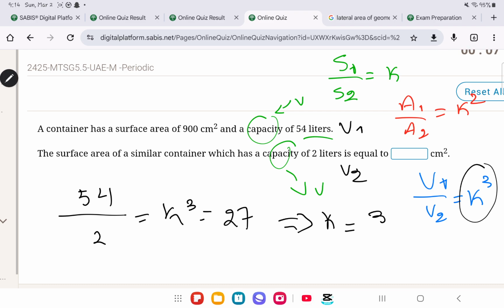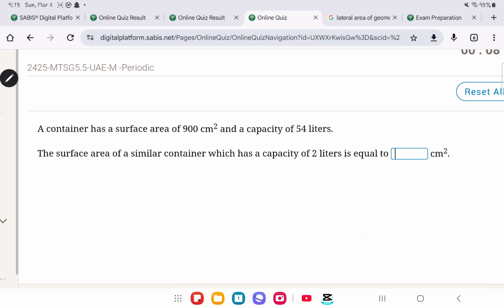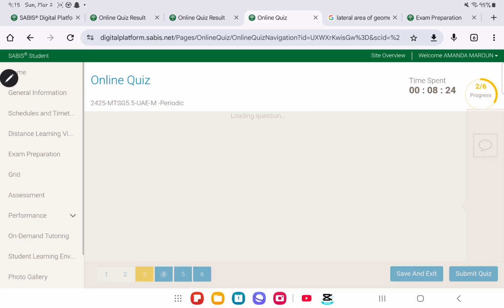Okay? Now, they need us to find the surface area of a similar container. This is area 1. They need us to find area 2. So area 1 over area 2 equals constant squared. So 900 over area 2 is equal to the constant 3 squared. So 3 squared is 9. Then after solving, you will get A2 is 900 over 9, which is then 100. So very simply, area 2 is going to be 100 centimeter squared.